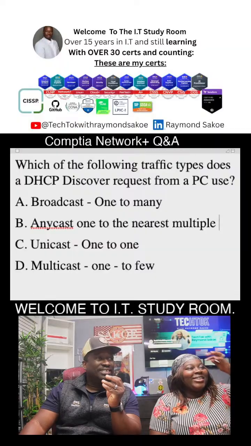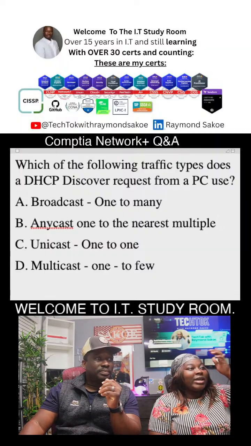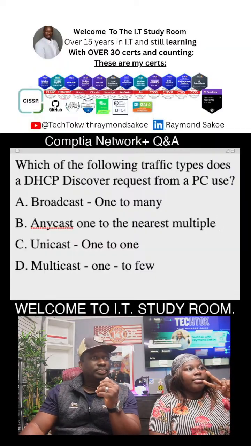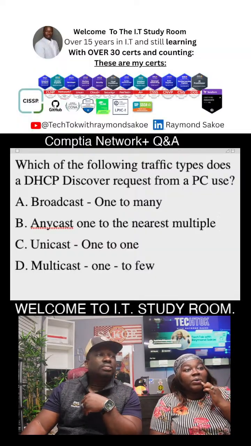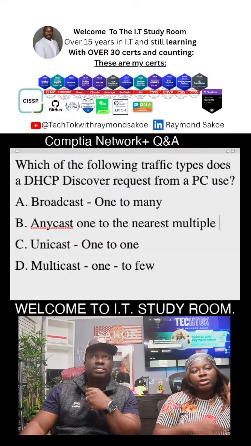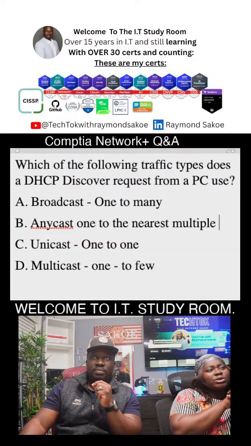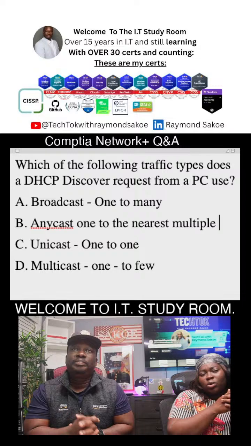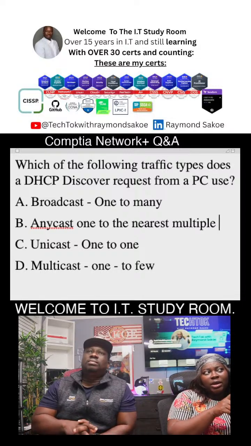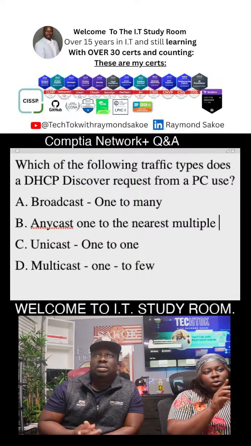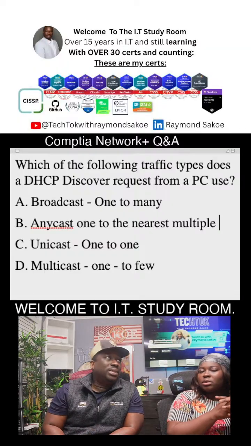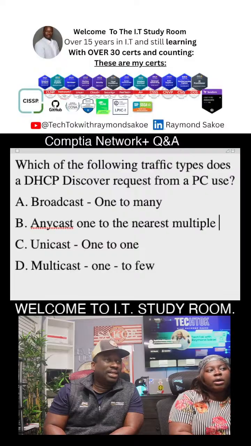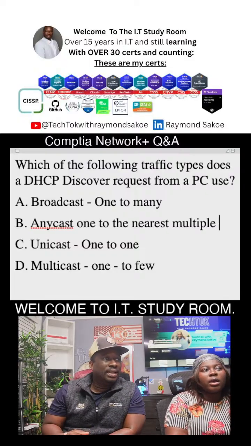Lone Ranger says unicast is one to one. PhD said unicast often causes connection failures. So then, anycast? You kind of didn't explain it. Broadcast is one to many, and anycast is one to multiple servers. Multiple devices, it doesn't have to be servers. Yes, multiple devices.